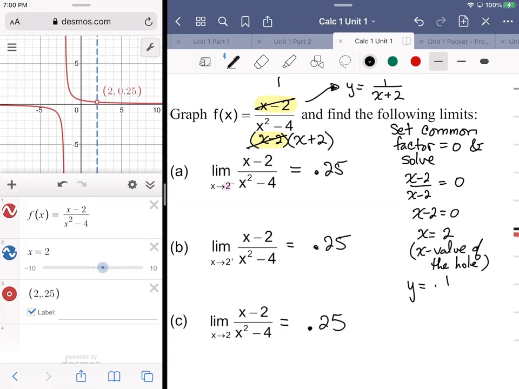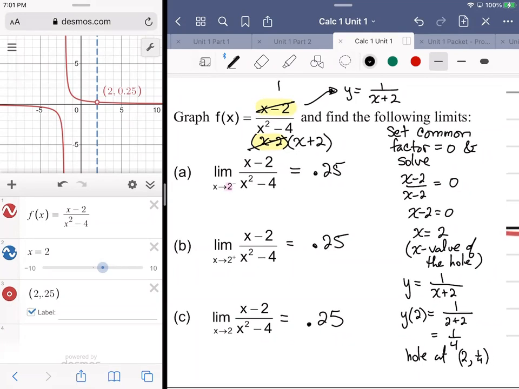So then I would evaluate the simplified y function at that particular x value. So if y equals 1 over x plus 2, I would pop in the 2, and I get 1 over 2 plus 2, which is 1/4. So that tells us that we have a hole at 2, 1/4.